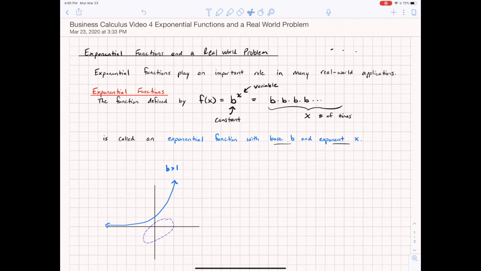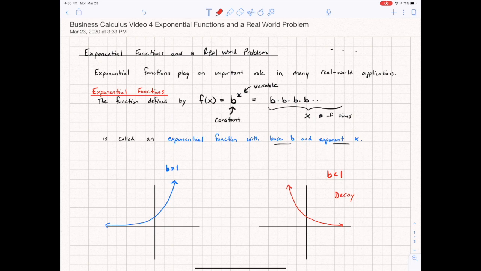There is also another way that this graph can look, which is like so. This is when b is less than 1, and this represents decay. So if you want to think about half-life, or infectious populations and rapid decay there, that's exponential decay. Both of these scenarios are modeled by exponential functions.